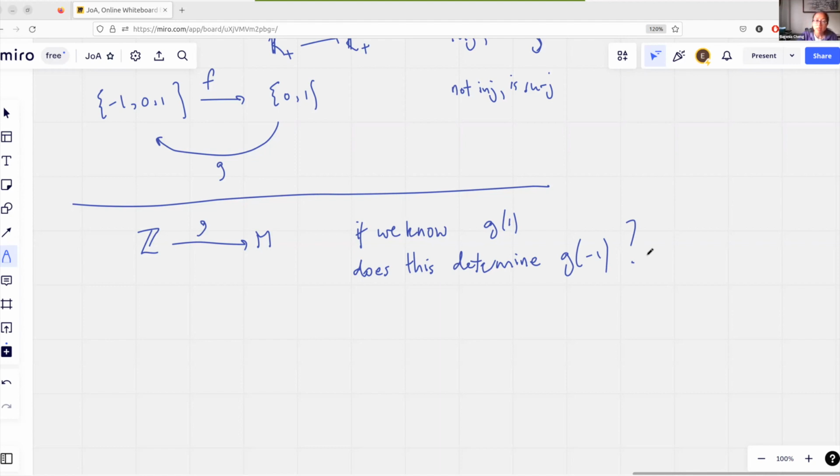The general idea is that -1 is the inverse of 1 in the integers, and that if G is a monoid morphism, it has to preserve inverses. And so G of -1 has to be the inverse of G of 1, and inverses are unique. And inverses are unique is something that we proved in the previous chapter.